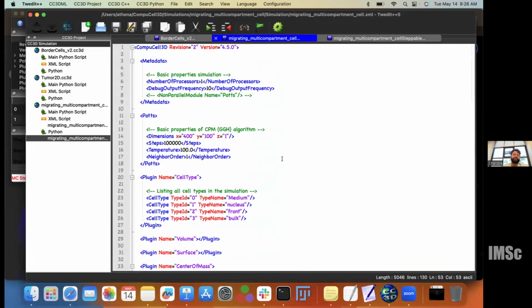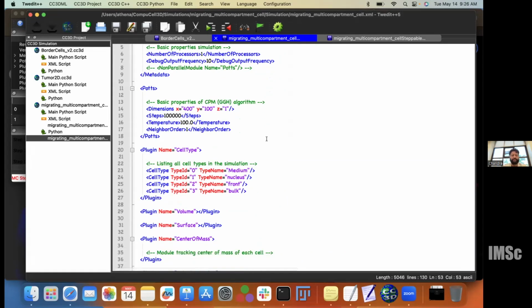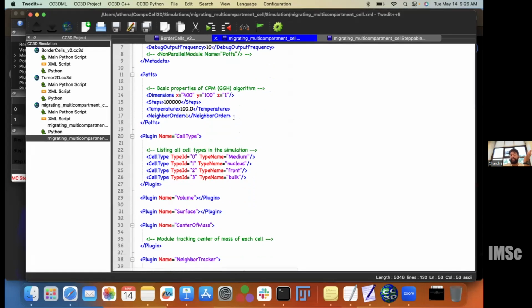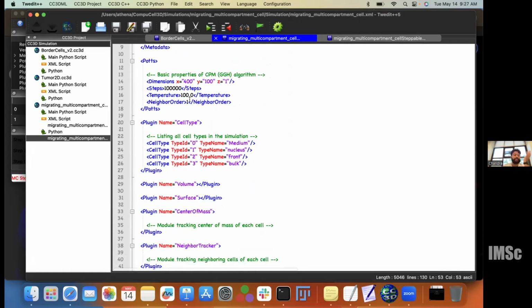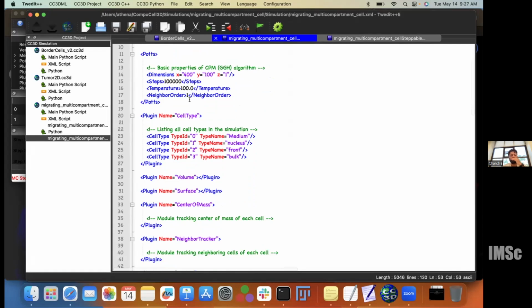So I just want to go through this file to let you know where the parameters I mentioned, especially yesterday, factor in here. Number of processors, debug output frequency, ignore that. That's not important. Dimensions: this is the space dimension. This does 3D. I'm not showing you any 3D, but if you change the Z value, then you have 3D space. Steps are the Monte Carlo steps. Then temperature. Neighbor order is basically defining the neighborhood, so how many neighbors next to each other.